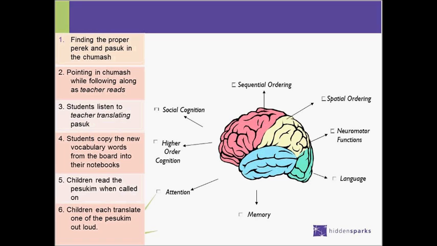So what we're going to do is break it down into its components, and look at each of the components to try to get an understanding of what neurodevelopmental demands are being used or embedded within each of these pieces. So let's look first at finding the proper perek and pasuk in the Chumash. If you can use your chat to help us understand which of these components would be used in order to accomplish number 1, which neurodevelopmental demands are used to be able to find the proper perek and pasuk in the Chumash.